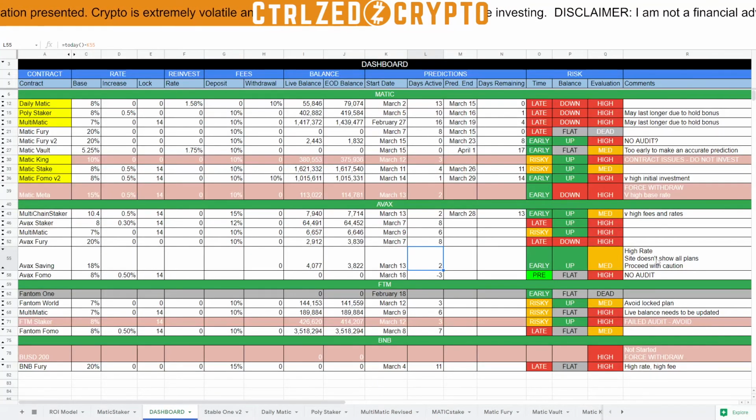In my view, it has a high rate, which is unsustainable. It doesn't show all plans. The site is a bit dodgy. Uptake is not that massive. I mean, it's okay for Avax, but this is one of those ones where you could probably go in and be fine, but on the other hand, it just doesn't seem right to me. So I would just say medium, but proceed with caution. That's your own risk. I'm not going to put anything into Avax Saving, but that doesn't mean that you shouldn't if you want to.